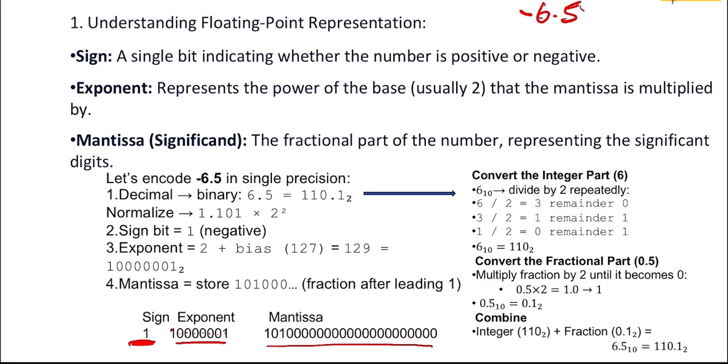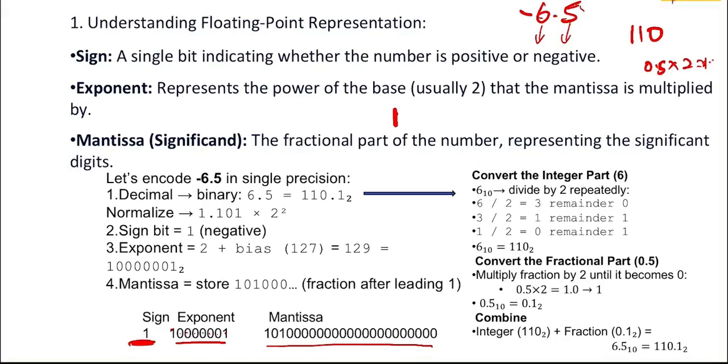So in this example, if we need to convert negative 6.5 into a single precision representation, we know that it is a negative number, so our first bit is 1. Now the next thing we're going to do is convert 6 into binary, and convert 0.5 into binary. To convert 6 into binary, we already know it's 110. To convert 0.5 into binary, this is what you're going to do. You take 0.5 and multiply it by 2. The answer you get is 1.0.